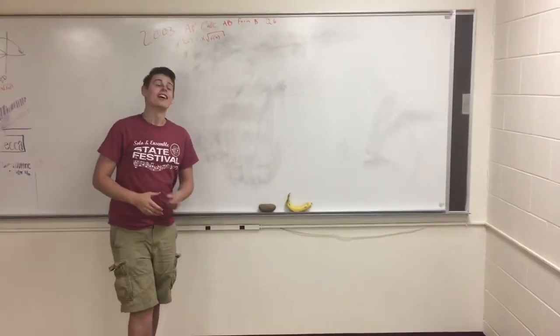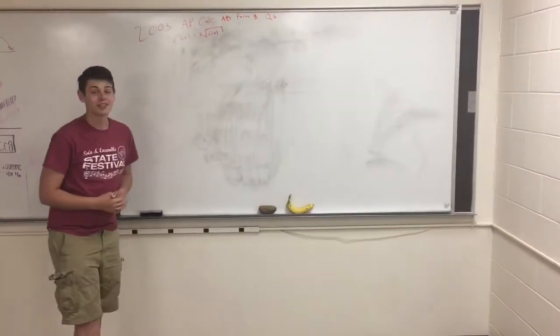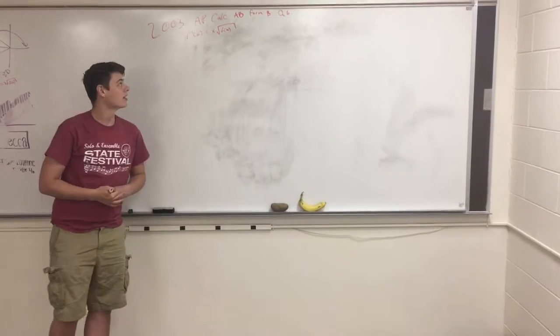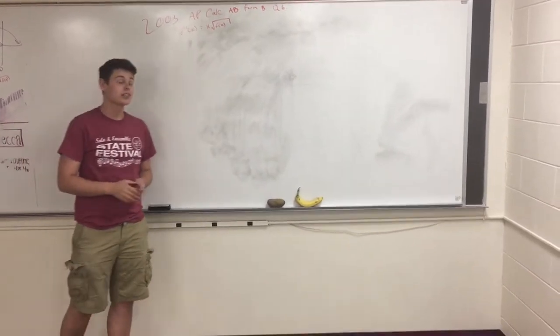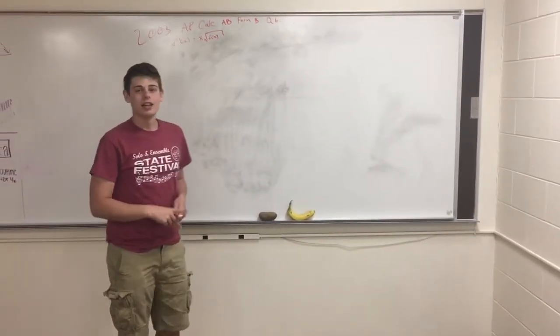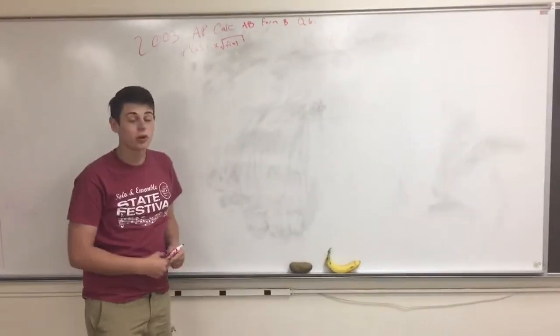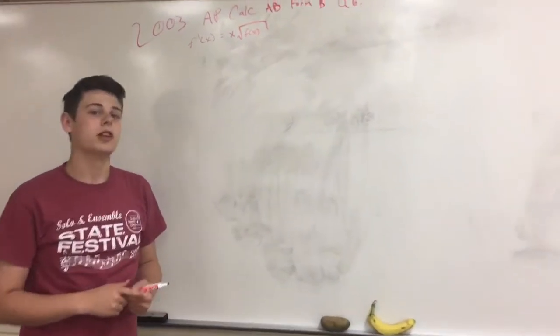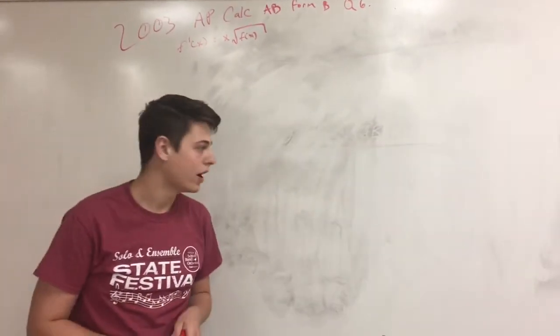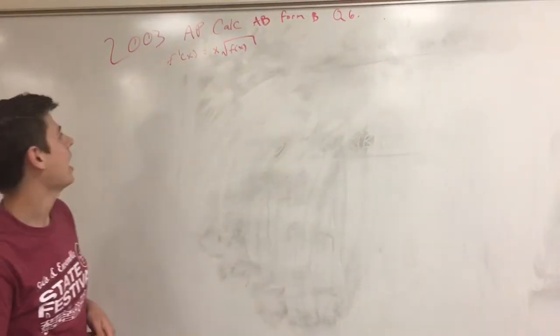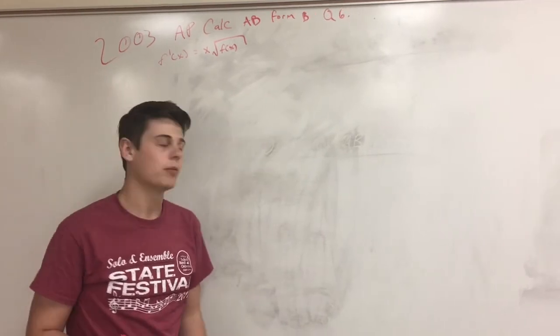Hello, I'm going to be doing the 2003 AP Calc AB Form B question 6 FRQ. It gives us that f prime of x is equal to x times the square root of f of x, and it also tells us that f of 3 equals 25. So part A tells us to find f double prime of 3.